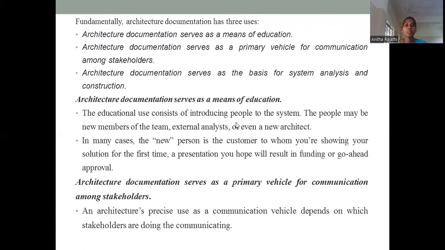So they can be the person who is at the other end, they can be a new member or already an experienced person or totally out of the company, or a fresh new architect. So for all those people or all those stakeholders, your documentation will be an education tool. In many cases a new person is a customer to whom you are showing a solution for the first time.